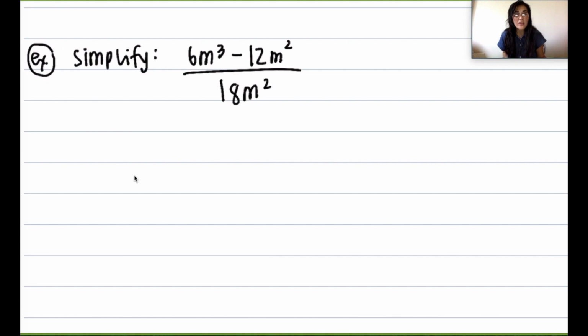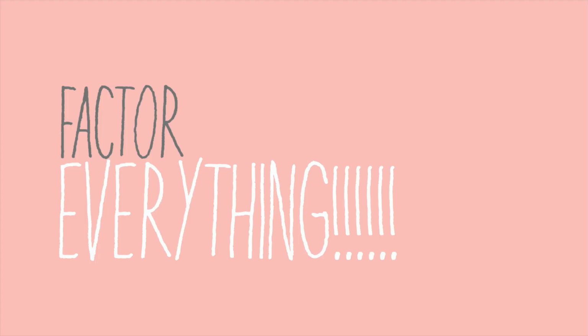All right, so here's our first problem. We have 6m to the third minus 12m squared all over 18m squared. And I'm going to tell you guys this, factor everything. That is actually going to be your first step, is look to factor everything.